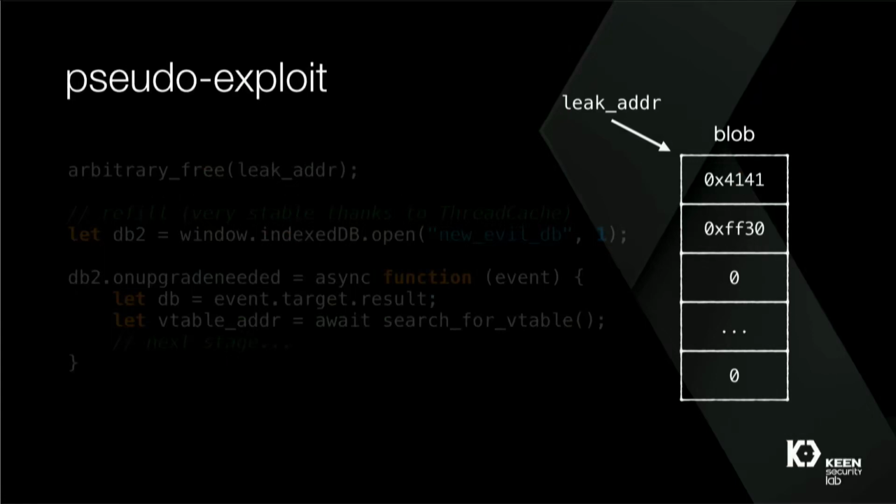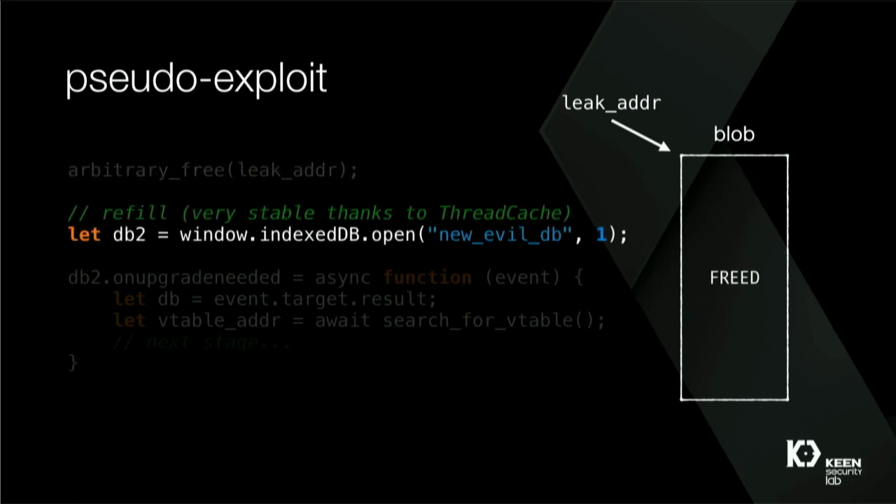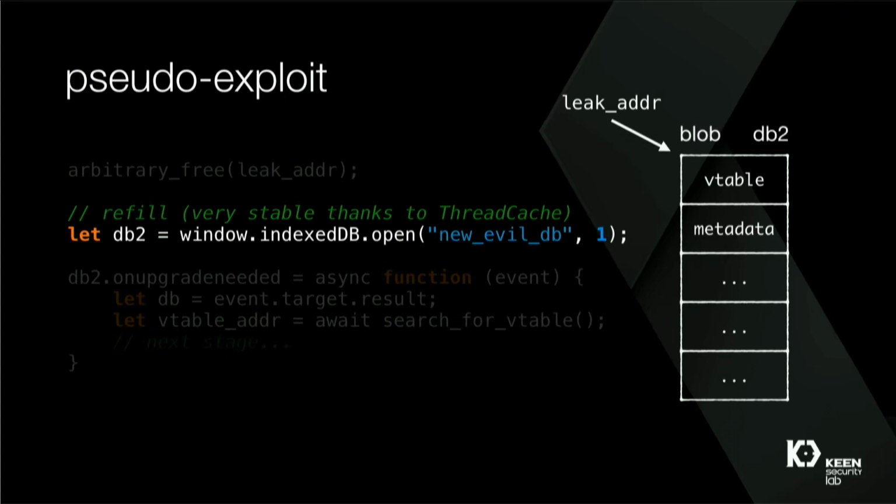So here's a diagram. The leak address points to a blob that we spread. Then we use the arbitrary free to release the leak address, and the blob is freed. And then we immediately open a new database with a different name. Thanks to thread cache, the newly created database can reuse the space just released very stably. So now there is a database pointing to the same place as the blob.